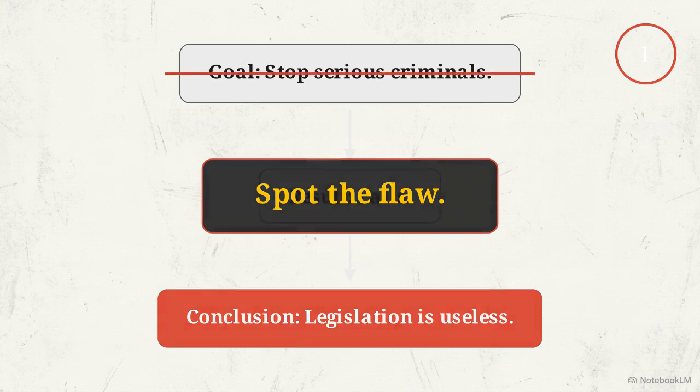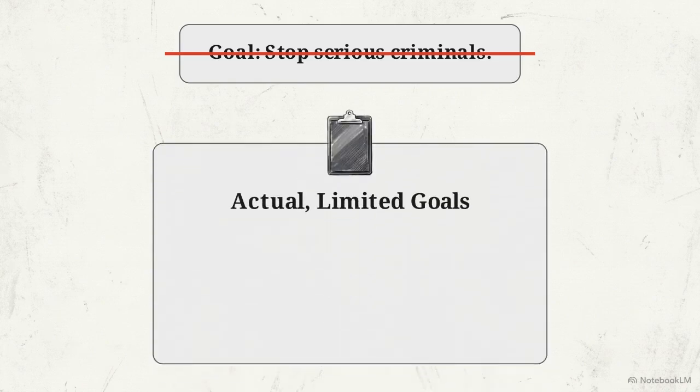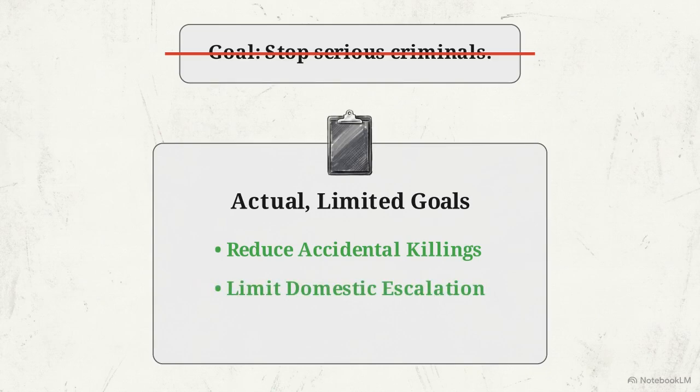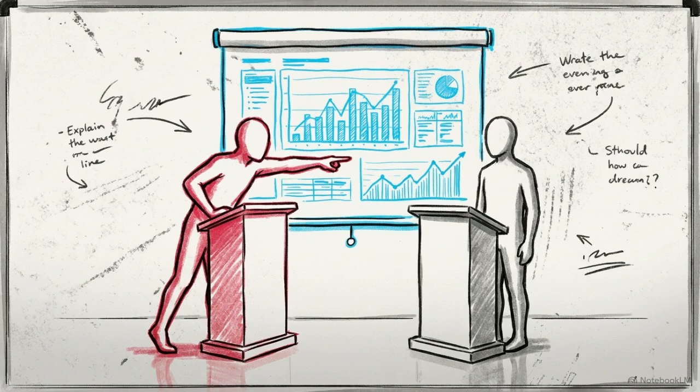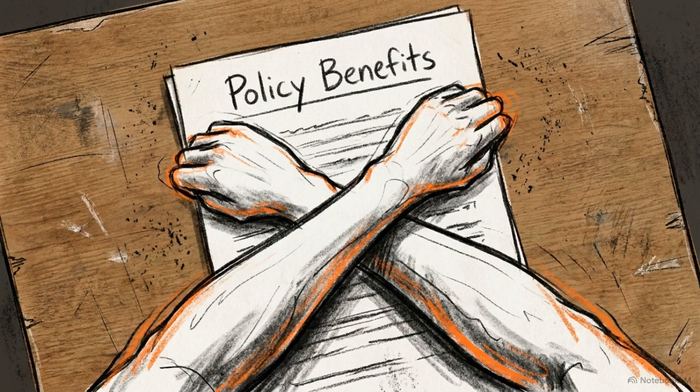The critic has assigned an impossible, idealized goal, stopping all serious criminals, to avoid addressing the legislation's actual, limited goals, like reducing accidental killings or domestic homicides. Policy debates are frequently derailed by opponents who assign impossible standards to avoid addressing a program's actual modest benefits.